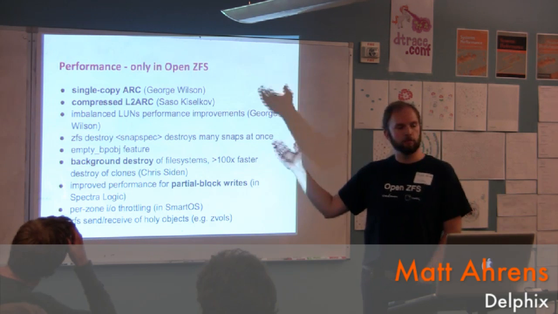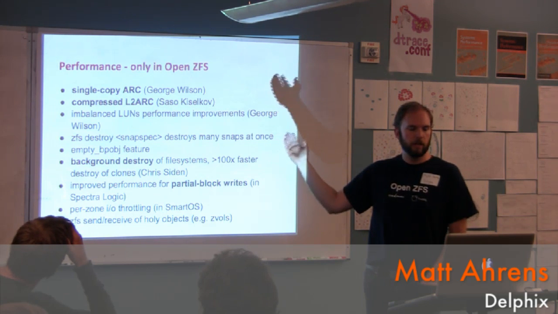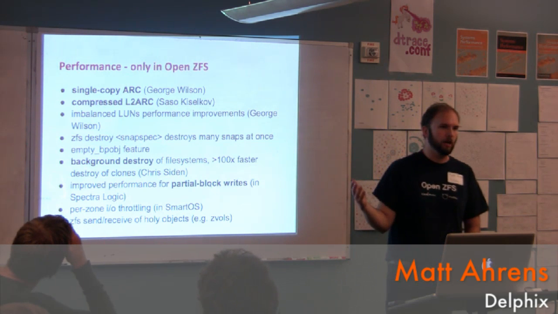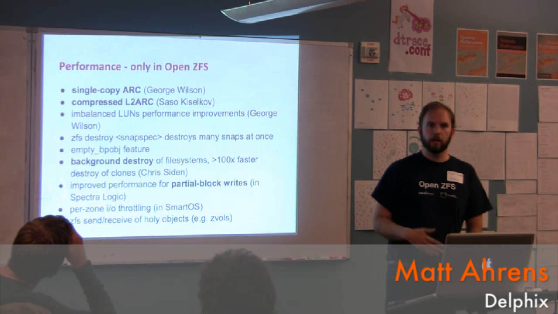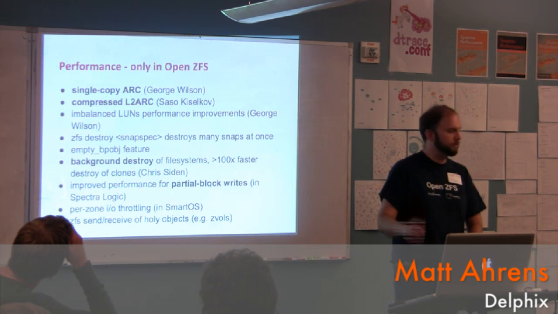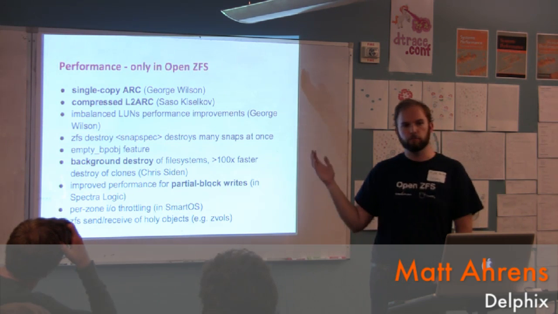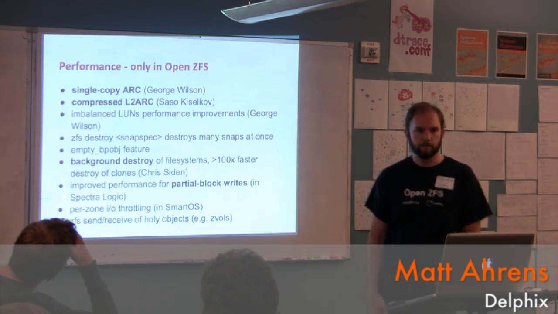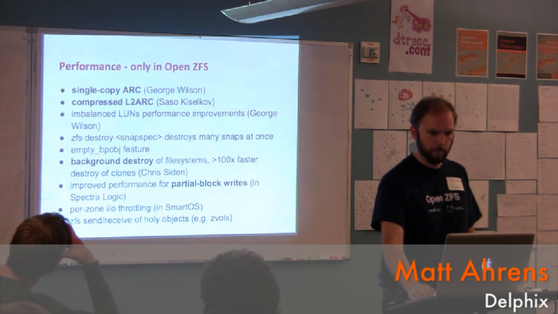Another guy from the Illumos open source community implemented compressed L2ARC. The L2ARC is used for caching data on an SSD or other really fast disk-like device. He implemented compression so that the space is used more efficiently.